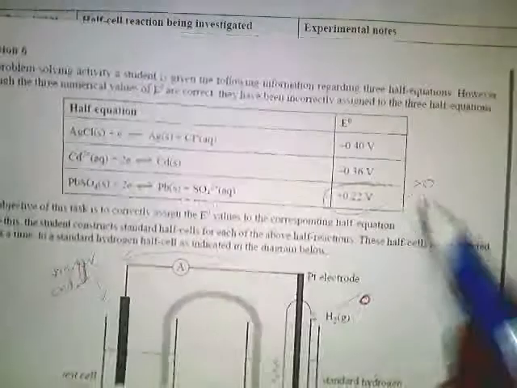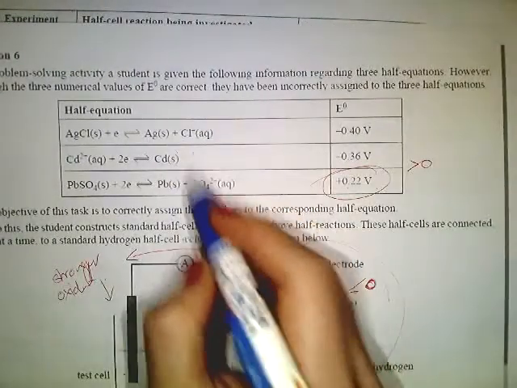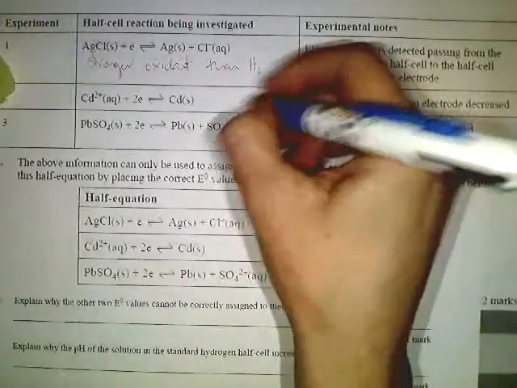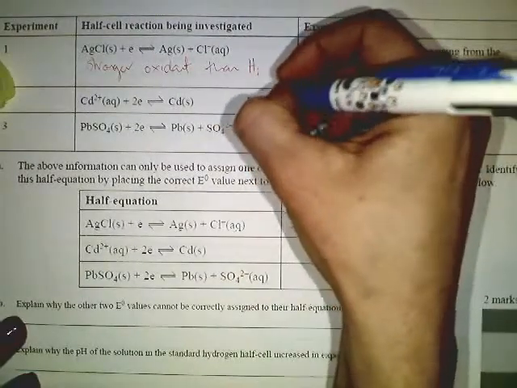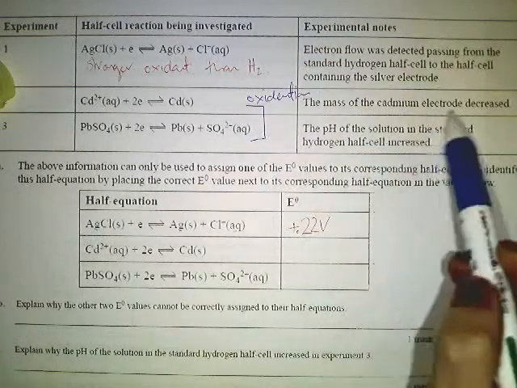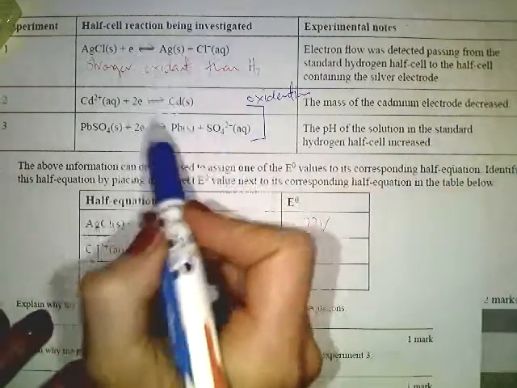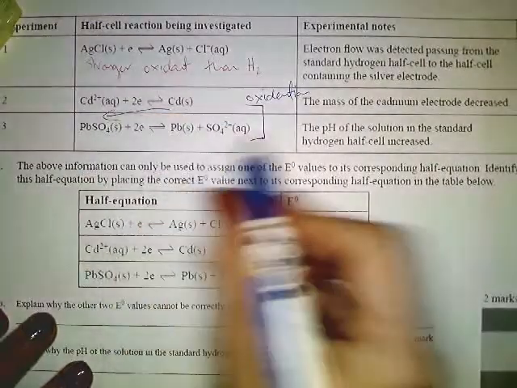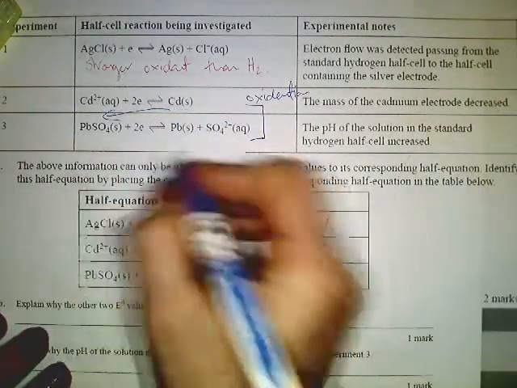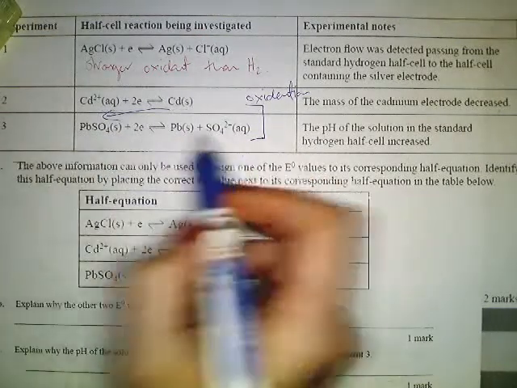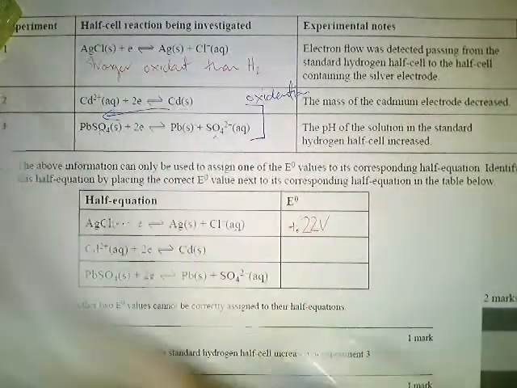So these other two I'm predicting will go this way. Oxidation will occur at both of them as they are stronger reductants. So the mass of the cadmium electrode decreased. That makes sense, it underwent oxidation. And the pH increased. Now let's have a look. This has nothing about pH because it has no H+.